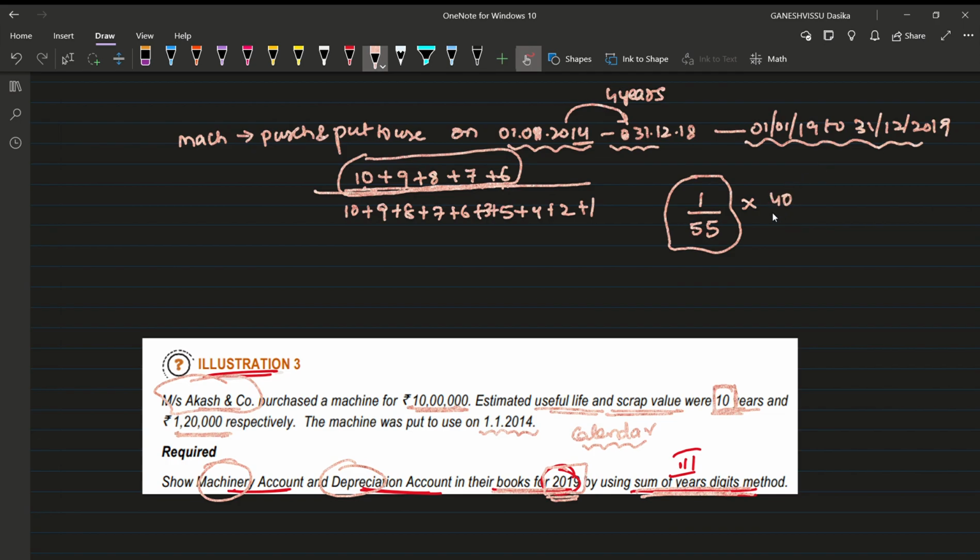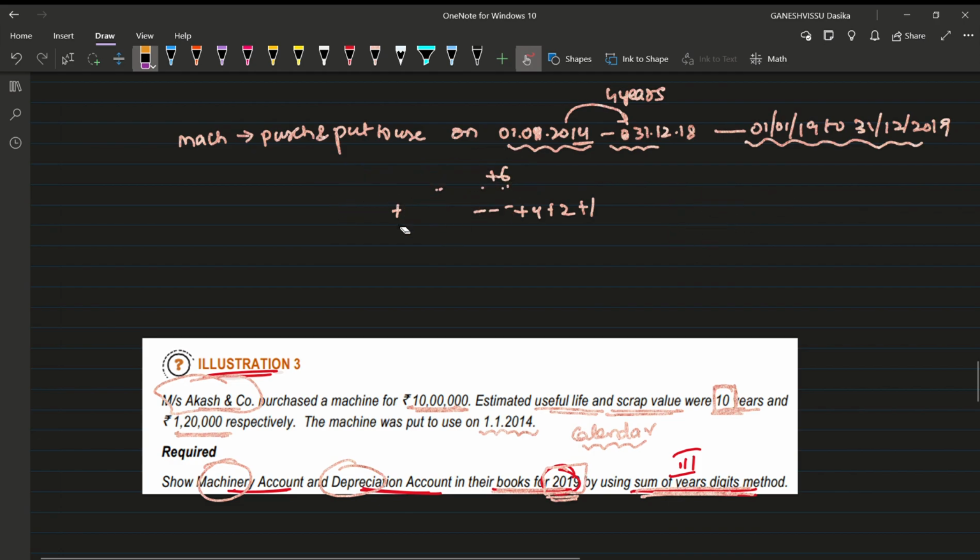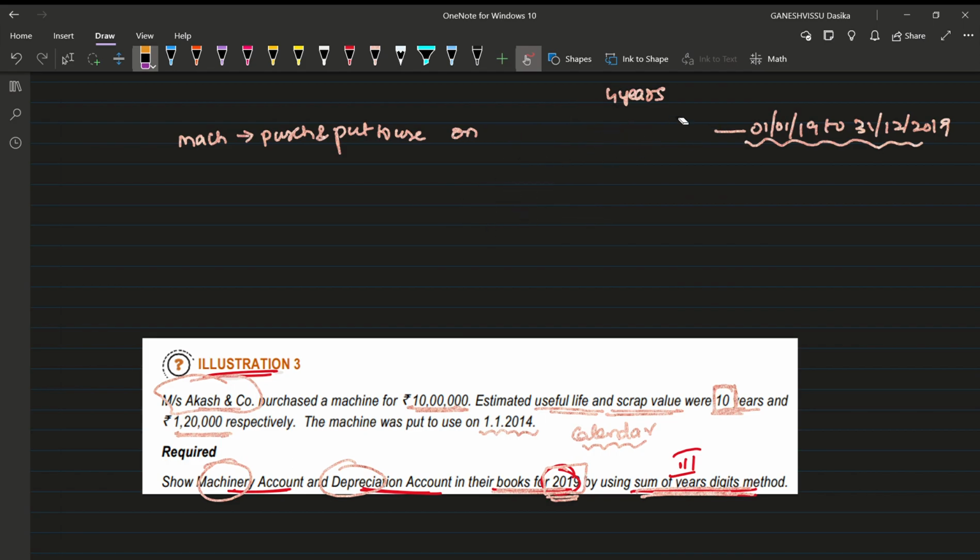So we need to multiply this factor with what? The cost of the asset less scrap value. I repeat, the cost of the asset less scrap value, we need to multiply with. So this is the main process of the sum of years of digits method, but of course this is not much useful. So let us now go for doing the solution.